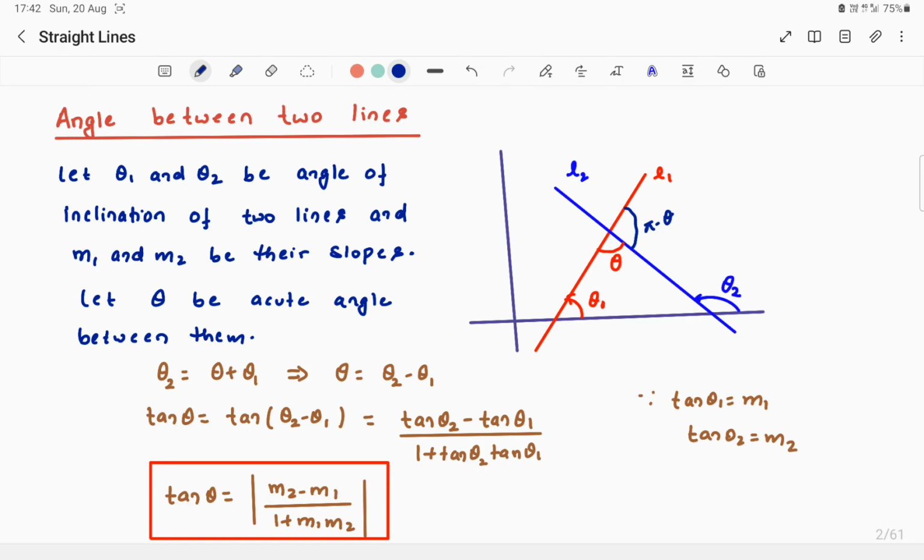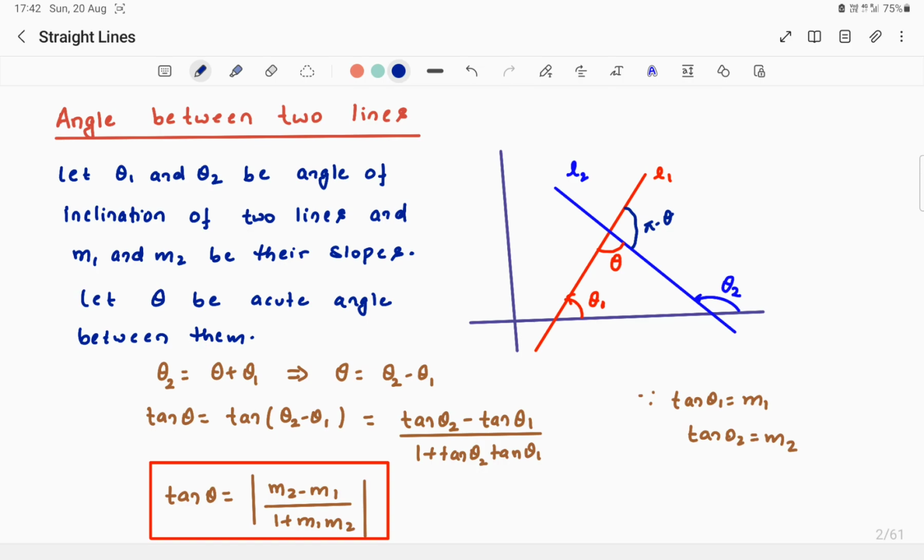The acute angle between the two straight lines. In all possible cases, unless and until the lines are perpendicular, you will always see that one angle is acute and another angle is obtuse, isn't it? So when we talk about the angle between two lines, we will talk only about the acute angle.